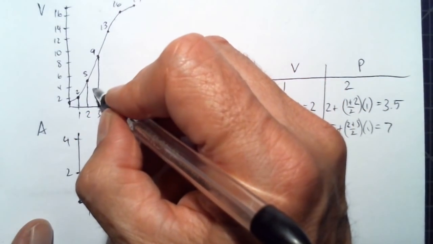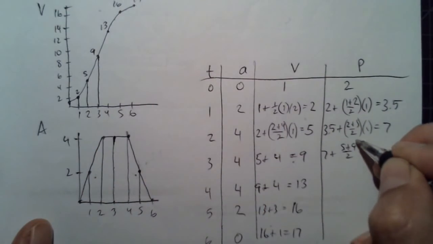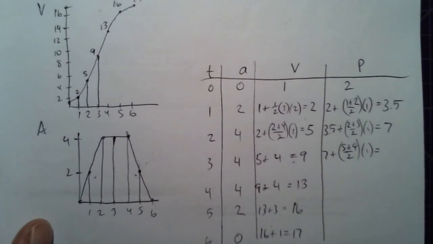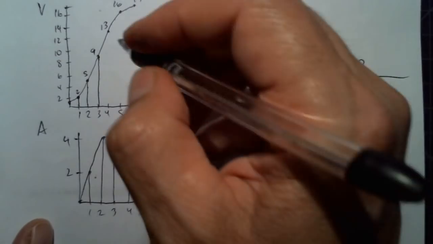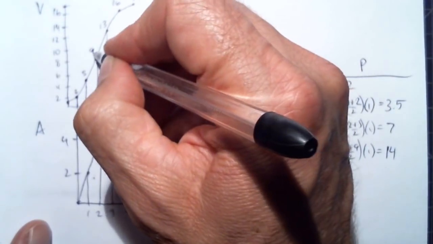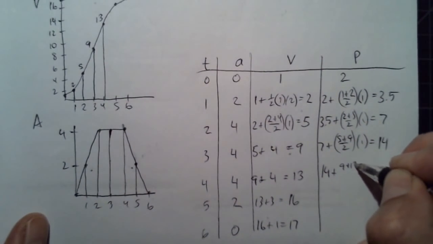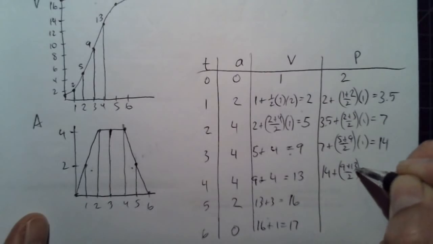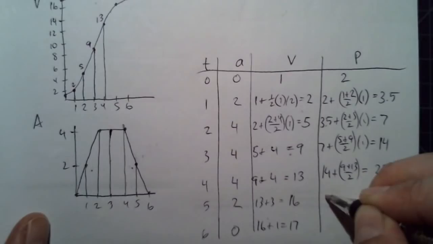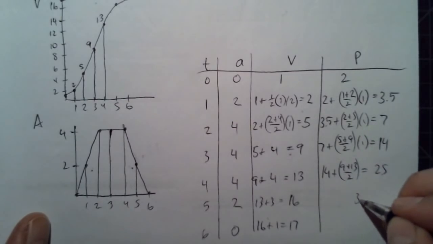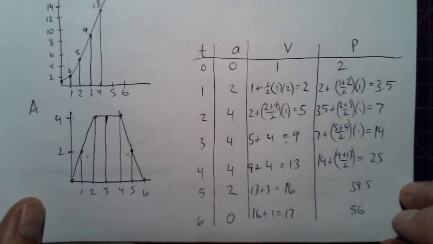And then we'll find this trapezoid, 5 plus 9 over 2 times the base, that'll be 14. Then we find this trapezoid, 9 plus 13, 22 over 2 is 11 plus 14, 25. We continue, and we're going to have 39.5 and 56.